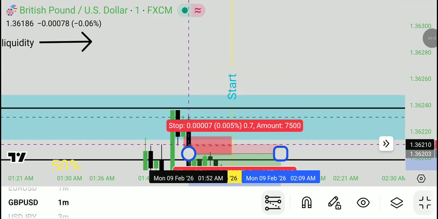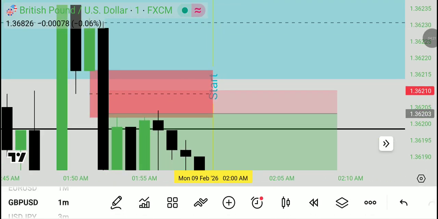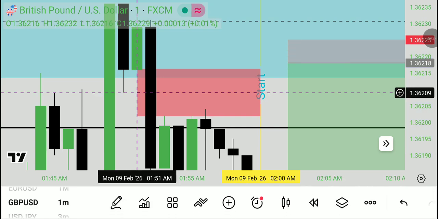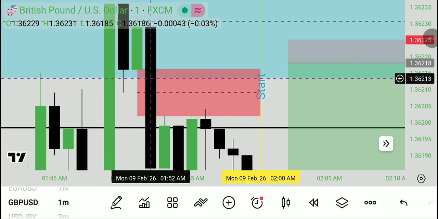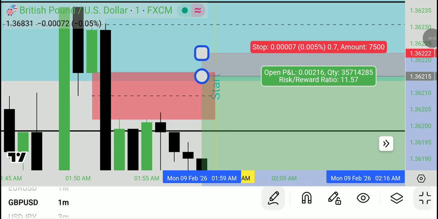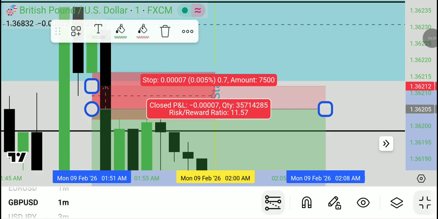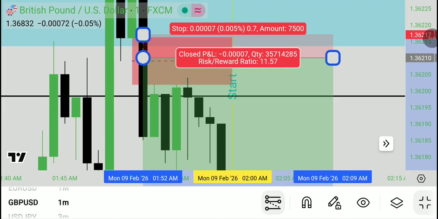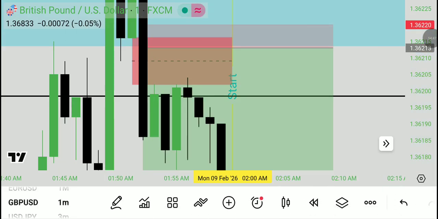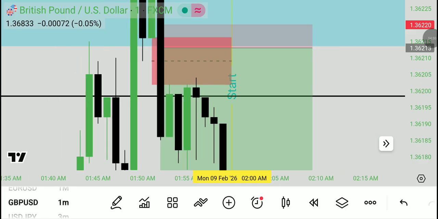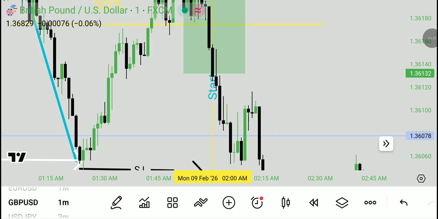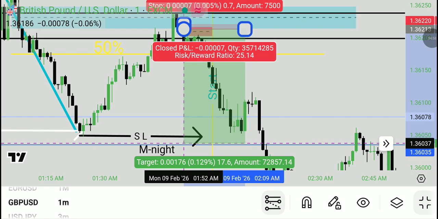Keep your stop loss whenever you want to trade this kind of pattern. Keep your stop loss above this candle that created this FVG. When you put it there, don't be scared. They are only coming inside 50% of it. Just keep it above it like this. They can never come down. Then short from there to midnight.